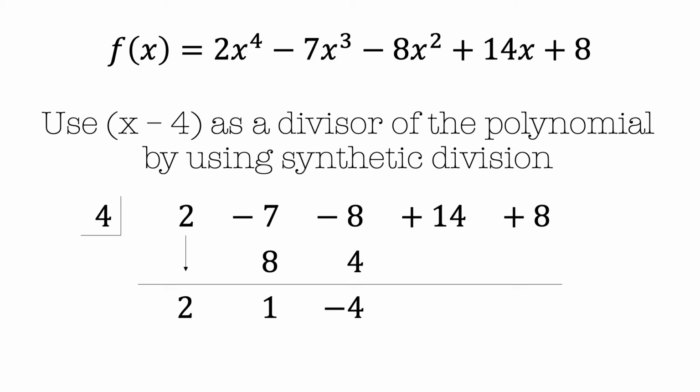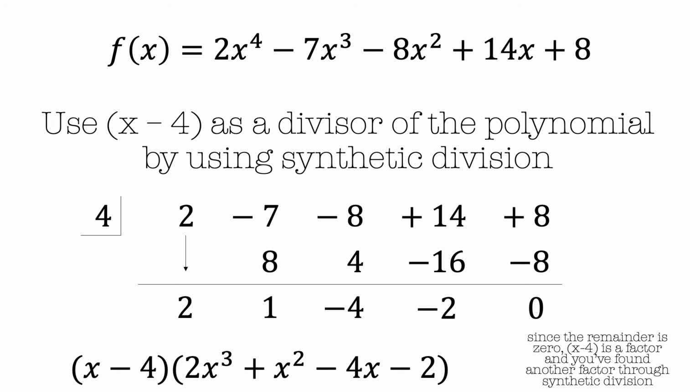Negative 4 times 4 gives us negative 16. Negative 16 and 14 gives us negative 2. Negative 2 times 4 gives us negative 8, which combined with positive 8 gives us a result of 0. Since the remainder is 0, x minus 4 is a factor, and you've found another factor, 2x to the 3rd plus x squared minus 4x minus 2 through synthetic division.